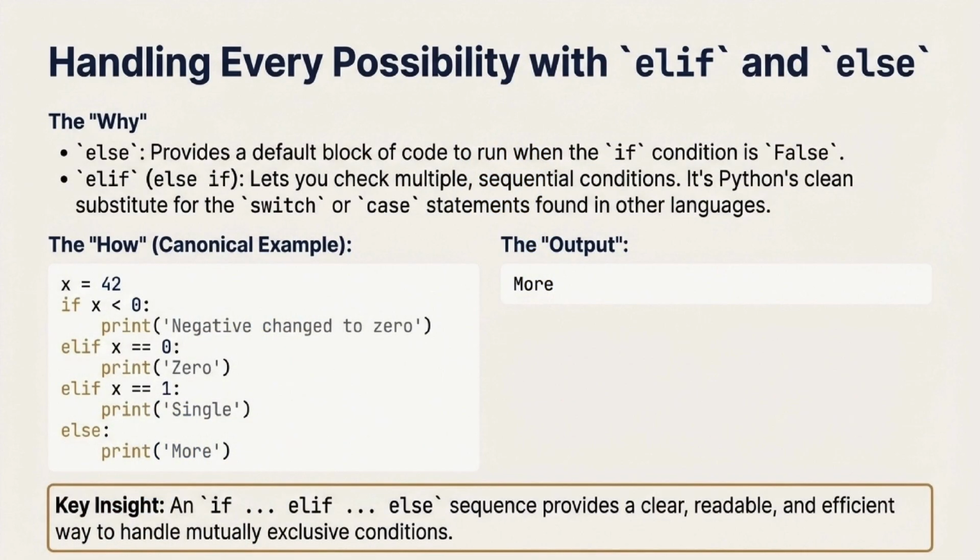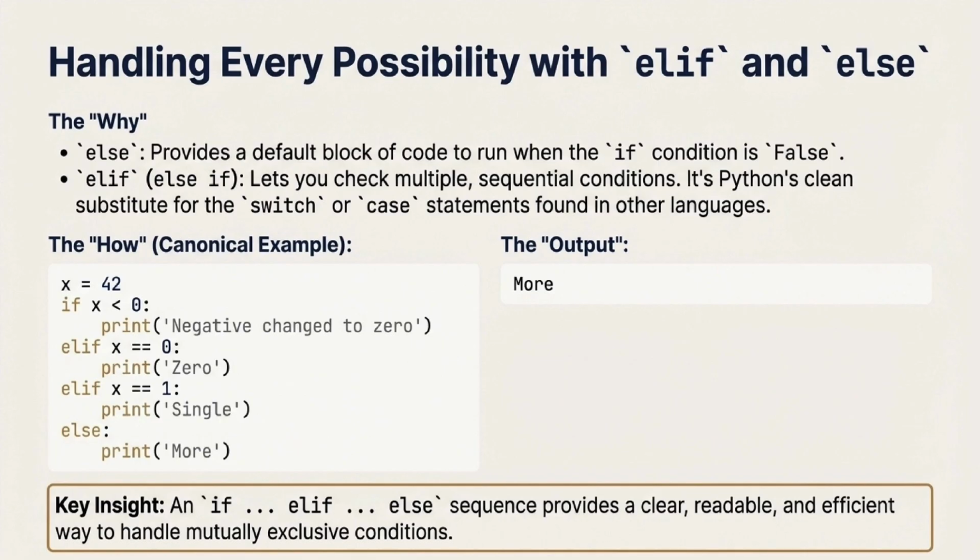The elif, which stands for else if, allows us to check multiple conditions sequentially. Python checks each condition from top to bottom, and as soon as one condition becomes true, its block of code is executed and the rest are skipped.